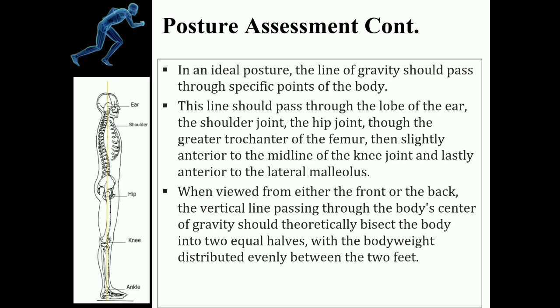This line of gravity should pass through specific points of the body. This line keeps your center of gravity directly over your base of support, which allows you to move. When viewed from either the front or the back, the vertical line passes through the center of gravity. When you are seeing from the front, this line passes through your umbilicus, that is your belly button.